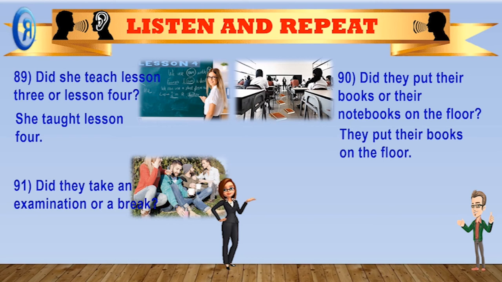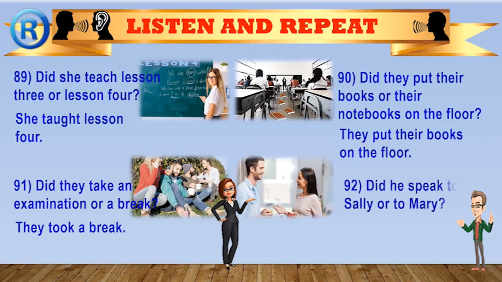91. Did they take an examination or a break? They took a break. 92. Did he speak to Sally or to Mary? He spoke to Sally.